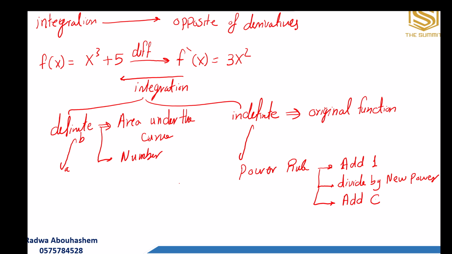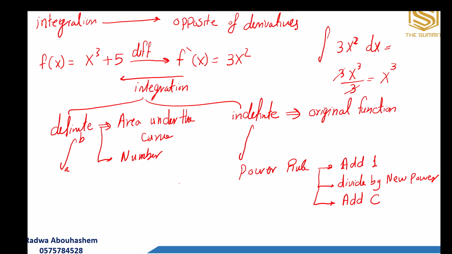So let me try to do this. I'm asking you to integrate 3x power 2. So what should I do here? Here is the power. Power is 2. Add 1 to the power, so it would be x power 3. Divide by the new power, which is 3. And you still have 3 here as a coefficient. Now, let's simplify the 3, cancel the 3, and you have x power 3.